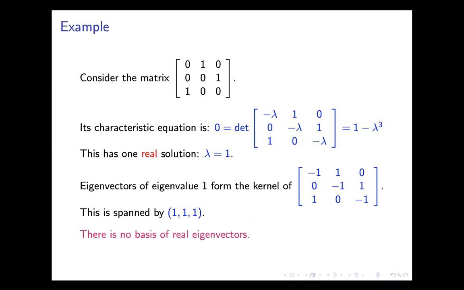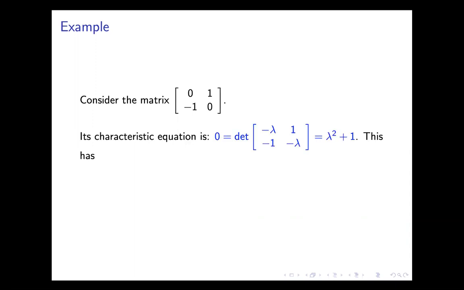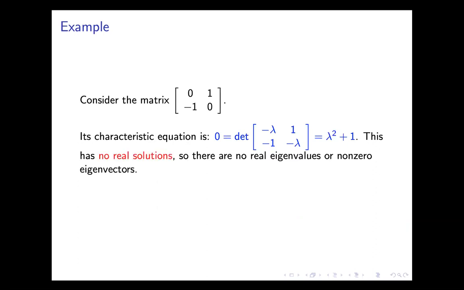But since there's only one eigenvalue, and we clearly know that it's a 3-dimensional space, there is no basis of real eigenvectors. Consider the matrix 0, 1, -1, 0. Its characteristic equation is lambda squared plus 1 equals 0, and then it has no real solutions. So there are no real eigenvalues whatsoever, or non-zero eigenvectors. And it has no real eigenvectors.